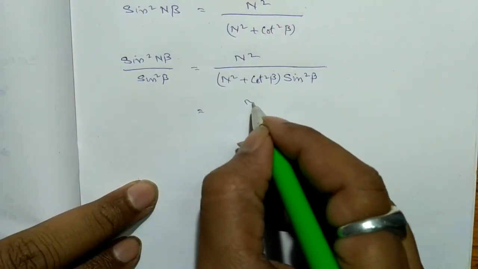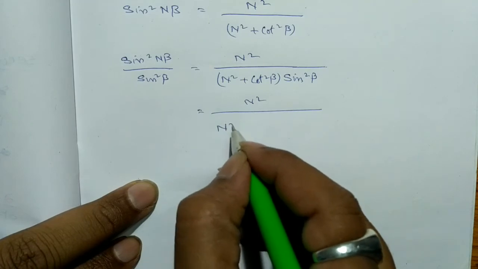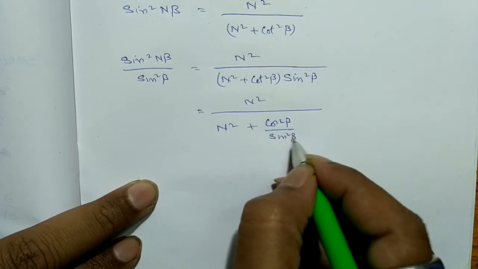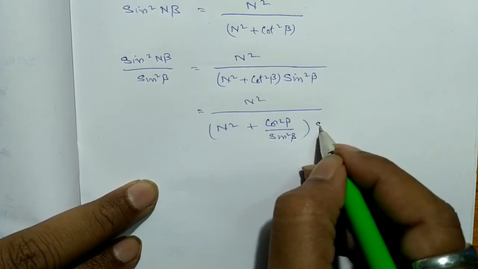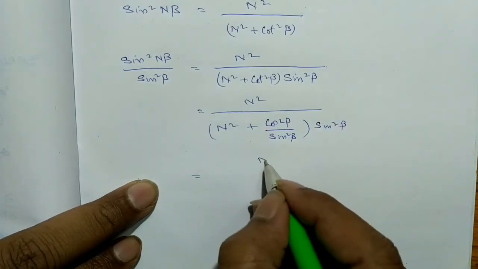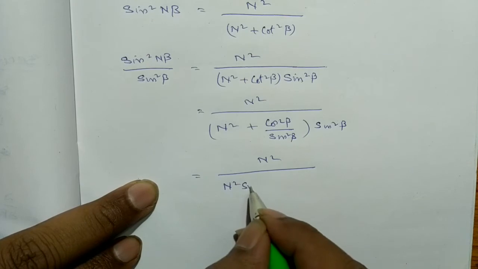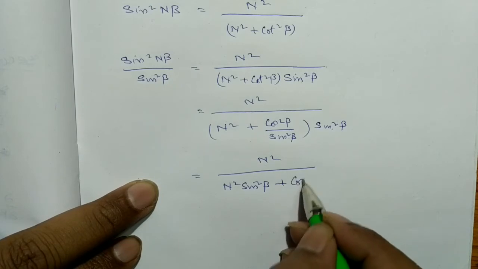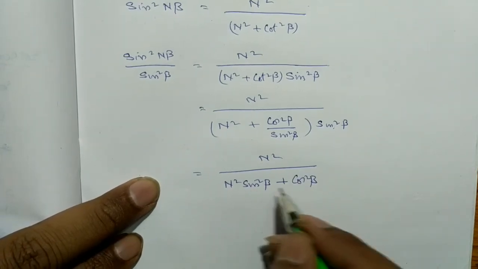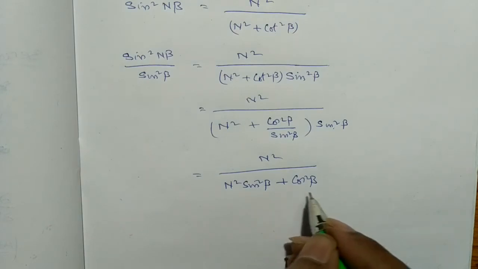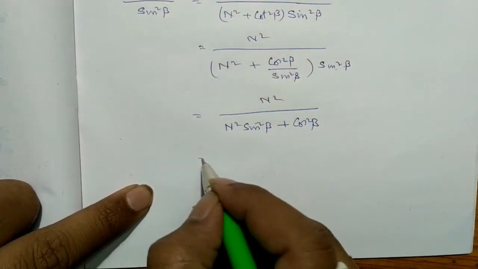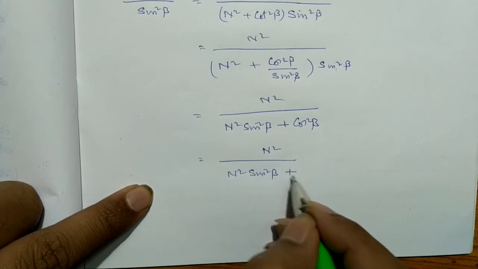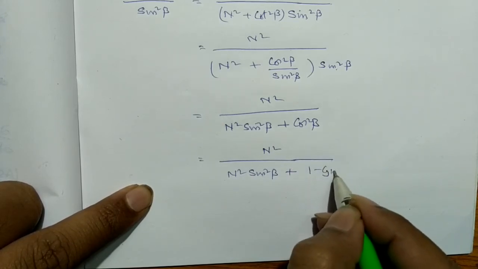By simplifying this equation, this is n² by n² plus cos² β by sin² β into sin² β. This is equal to n² by n² sin² β plus cos² β, by multiplying sin² β with this equation. This cos² β can be written as 1 minus sin² β, so n² by n² sin² β plus 1 minus sin² β.